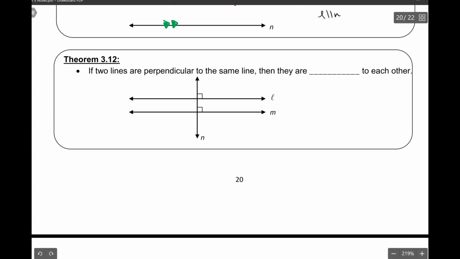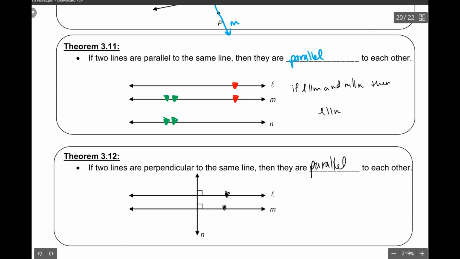And if two lines are perpendicular to the same line, then they are parallel to each other. So because L and M are both perpendicular to N, therefore they must be parallel to each other.